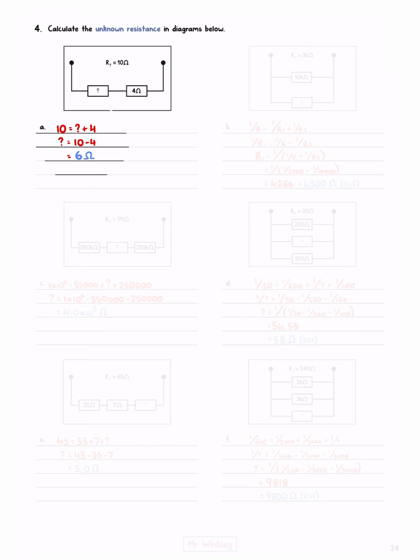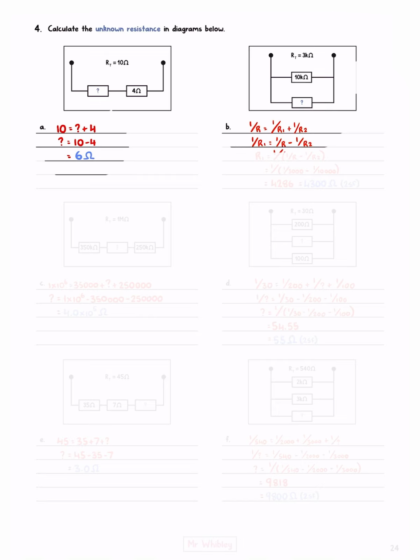For our second example, we have a total resistance of 3 kiloohms, and we have 2 resistors in parallel, one of which is our unknown, and the other is 10 kiloohms. We know that 1 over the total resistance is equal to the sum of our 1 over resistances. Solving that for R1 by first subtracting 1 over R2 from both sides, as well as swapping the sides around, we can then take the inverse of both sides. Putting our numbers in gives me 4,286 or 4,300 ohms to two significant figures.